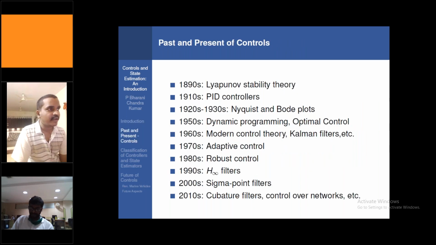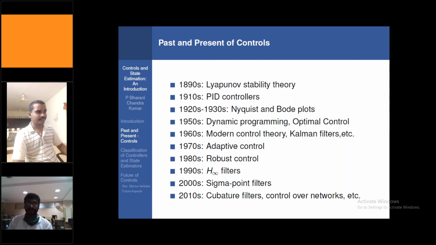And this is the sum of the past and present of controls. So you can see I have categorized based upon the era. Lyapunov stability theory in 1890s. The people who use the PID controllers, it is nothing new about that one. More than a century before, people had developed the PID controllers. And frequency domain, Nyquist and Bode plots, 1920s and 30s. Optimal control, 1950s. Modern control theory, this was the era when controllability, observability, and Kalman filters were developed.